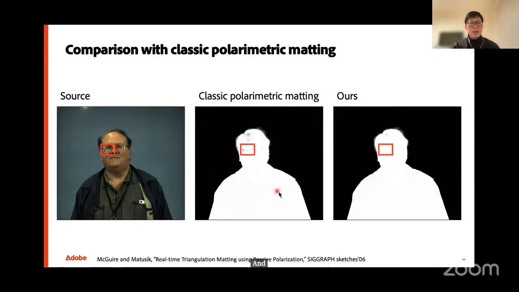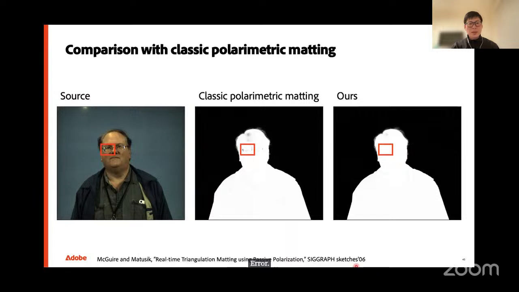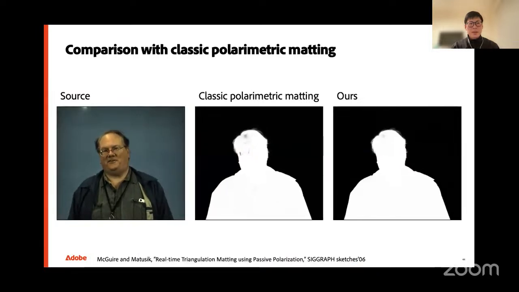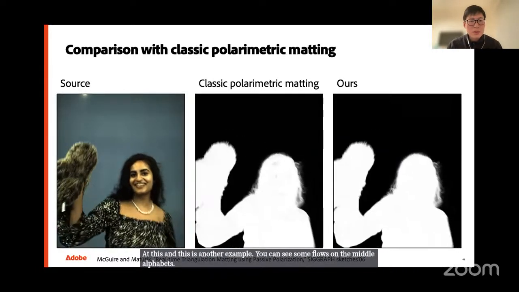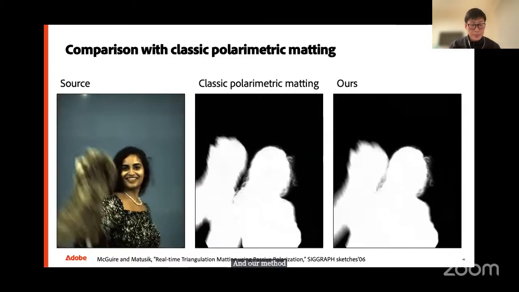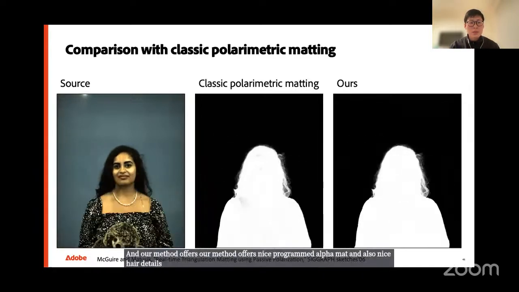You can see the estimated alpha mattes of the classic parametric matting have some errors on the foreground because of the partially polarized foreground reflection. But our method improved that error. Like this. And this is another example. You can see some flaws on the middle alpha matte. And our method offers a nice foreground alpha matte and also nice hair details and motion blurs.